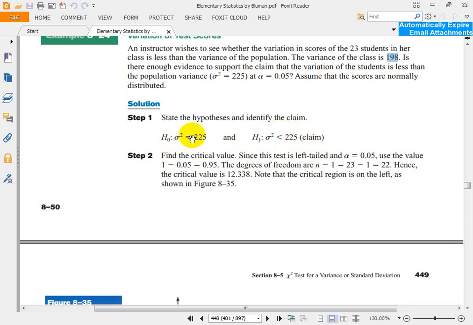So less than. So I have kept this hypothesis. And now I shall have to judge. Find the critical value since the test is left-tailed.